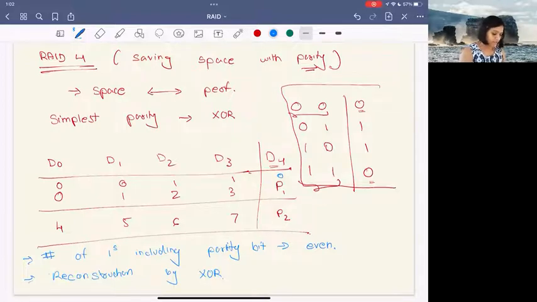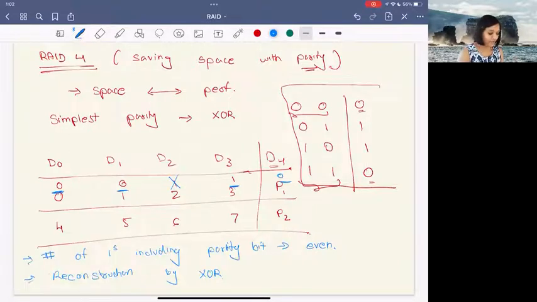Then let's say we lost this disk, so we lost the data over here. How do we reconstruct? We would just look at the remaining data wherever we have, including parity bits. So we have 0, 0, then we have 0, and we have 1. In order to make an even number of ones, because our parity bit is 0, we need one more 1. That's definitely one of the logics.